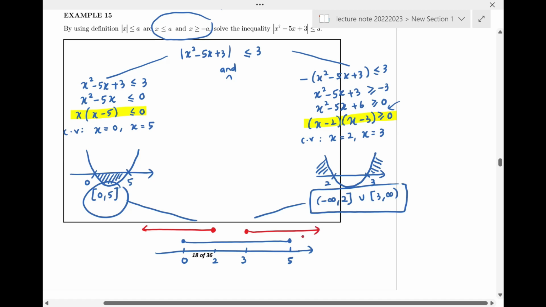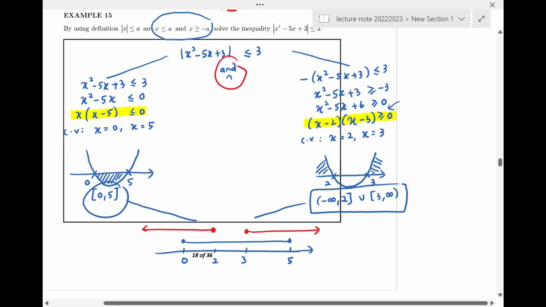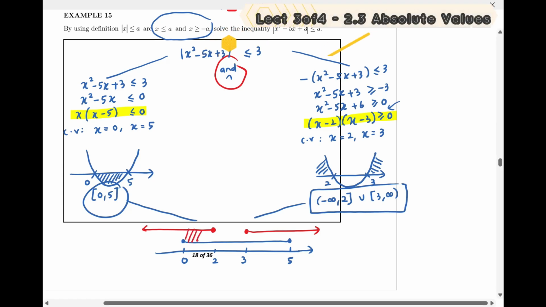See, the red line is for the answer for the second inequality. Although it is two answers, they are combined together, so we sketch them in the same line, but not in the same line as the first one. Okay, now we are done combining. Using AND here means intersect, so we have to find the parts which are intersecting each other. So first is here, and the other one is this one.